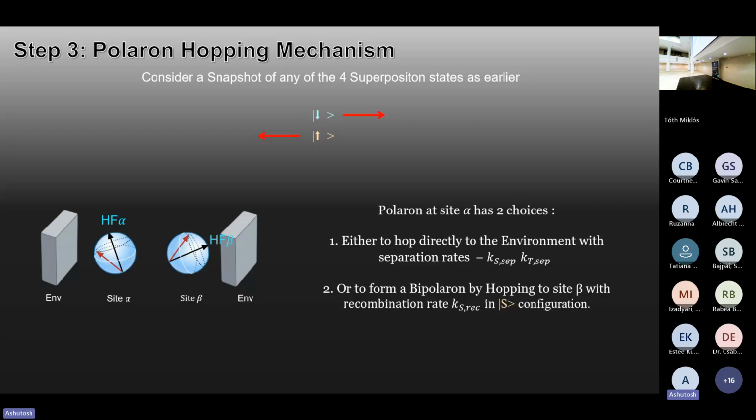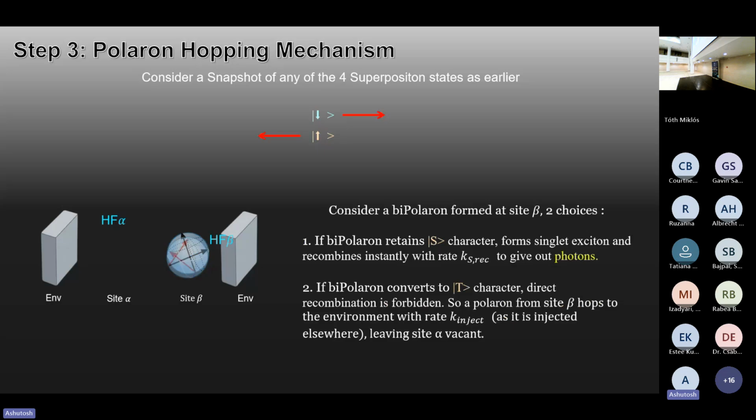if the polaron is in a singlet configuration, it has another choice to make a jump from site alpha to site beta, forming a bipolaron. And this can happen with the rate Ks recombination. Now, once the polaron makes a jump from site alpha to site beta, if the bipolaron retains its singlet character, it will make a transition from the excited state to the ground state and give out photons, which is basically visible to us as light.